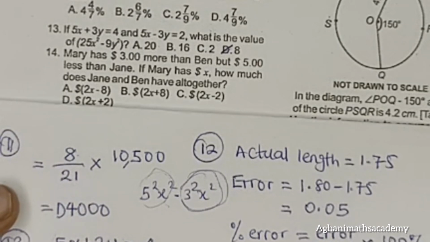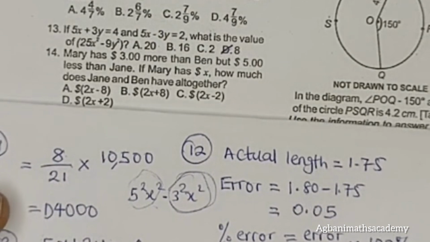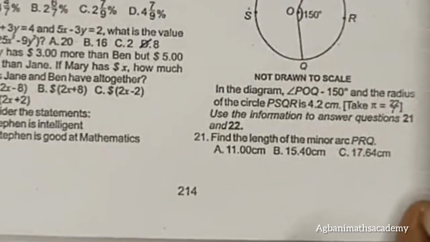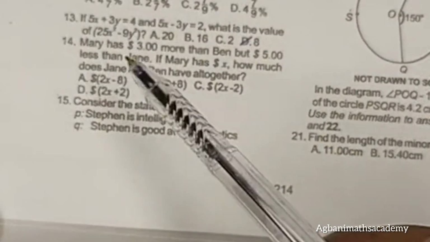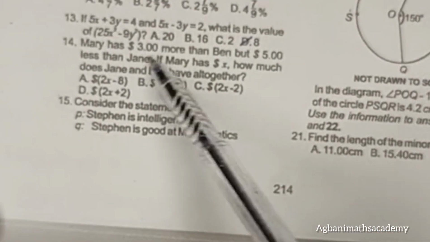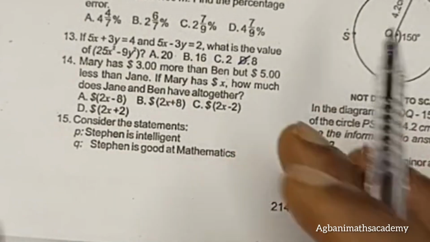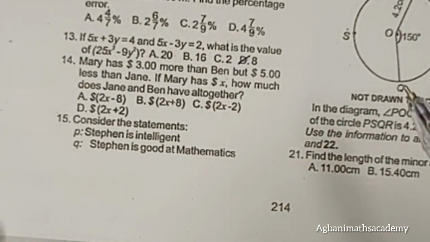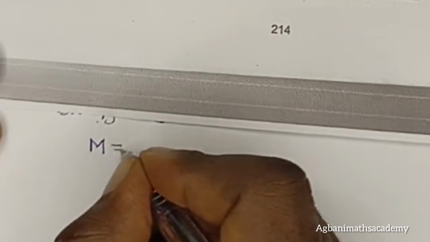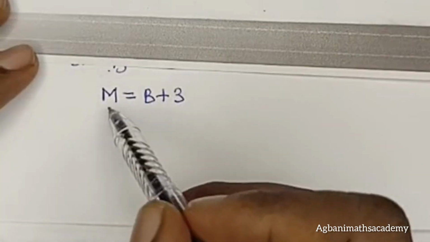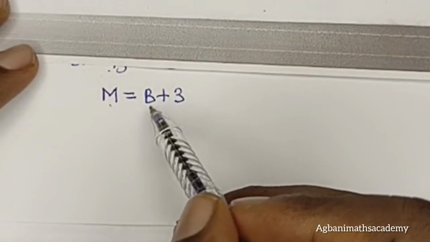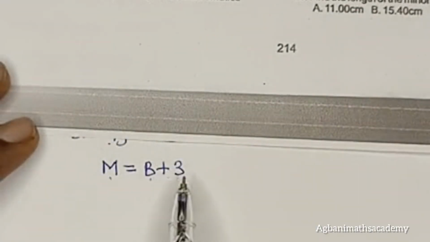Okay. So now we go to number 14. Number 14 says Mary has $3 more than Ben. That means whatever Ben has, you need to add 3 to get what Mary has. So we can simply say the amount Mary has is equal to whatever Ben has plus 3, because we are told that Mary has $3 more than Ben. So we've gotten the first part of the question.